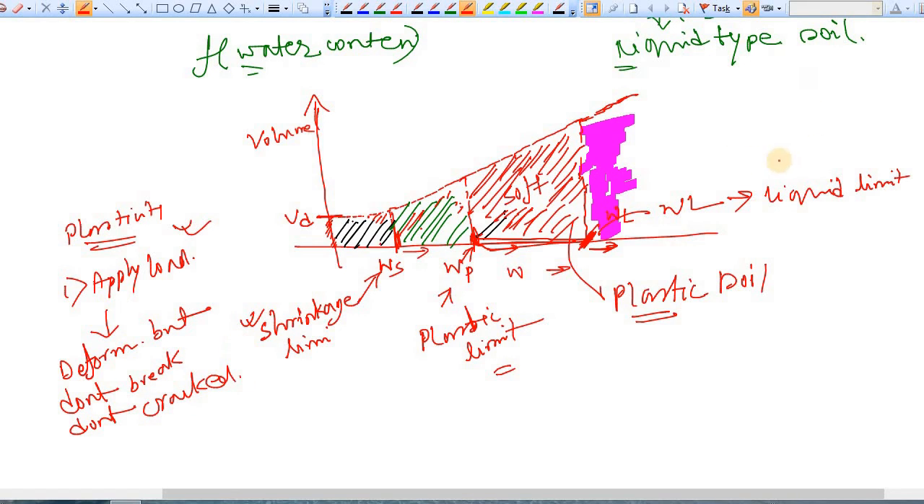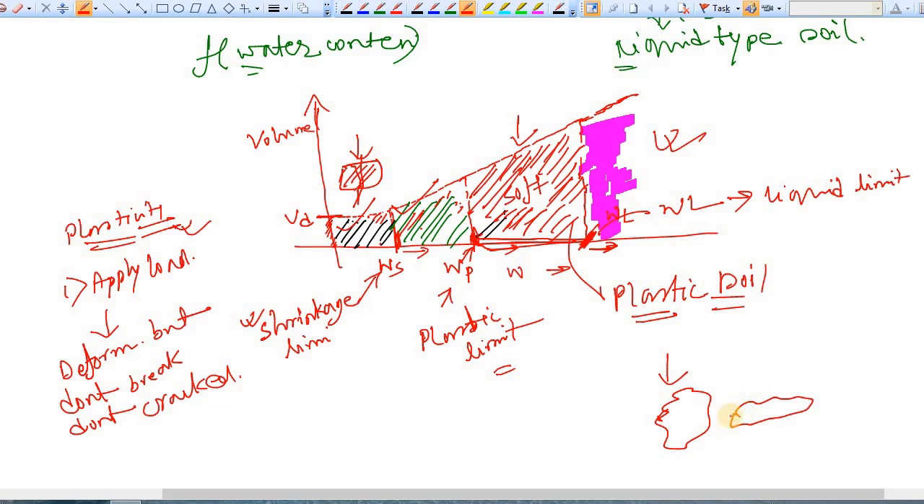In the liquid zone, this is a fluid, you cannot apply load, it is unstable under load. And in the hard or semi-hard state, it is very hard, and when you apply a load on it, it will deform only after breaking apart. That's why in plastic soil, if you apply load, it will deform in this shape, but there will be no crack. This is the specialty of your plastic soil.